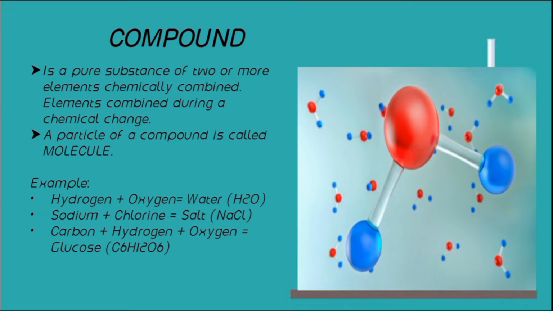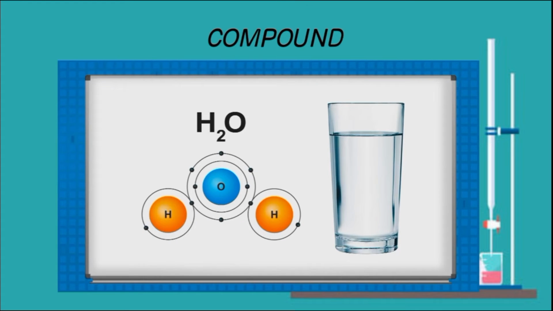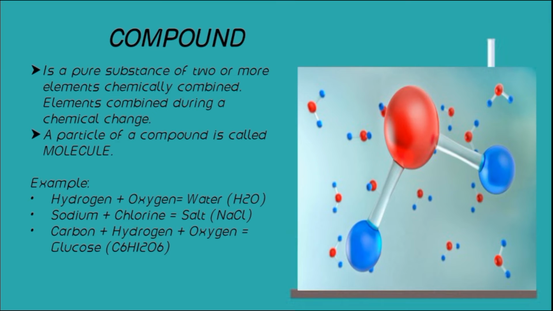When elements combine chemically, a new substance is created. This compound has different properties than the elements that make it up. Hydrogen and oxygen are gases. When they combine, they make water. Here are some items that combine to make a compound.